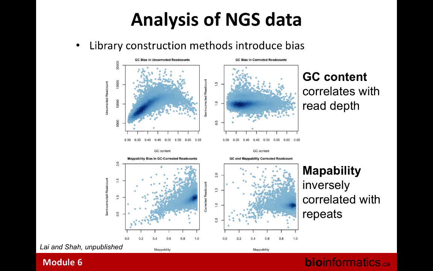So some of the biases in whole genome data: often GC content is the predominant contributor to the number of reads that show up at a given locus. So the more GC content you have, just shown here on the x-axis, the more read depth you have. So there's a positive correlation. And so that's one aspect of the data that needs to be corrected for, and regression techniques are typically used to correct that bias. And so here on the right, you see the corrected coverage considering GC content.